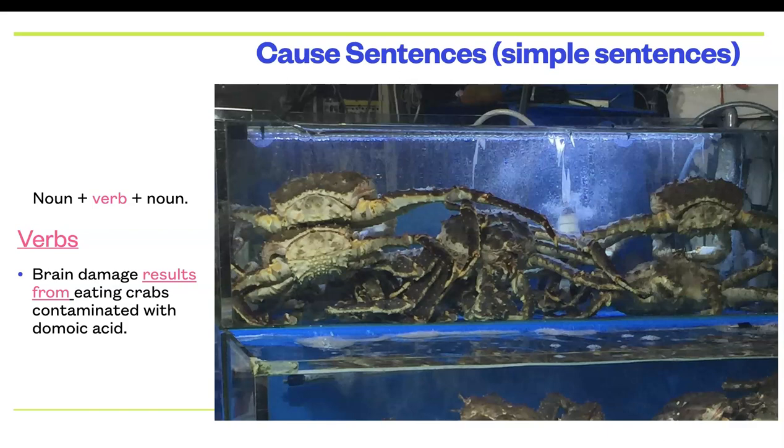Here, brain damage results from eating crabs contaminated with domoic acid. There is a noun phrase, brain damage, followed by a verb, results from, and then we have another noun, eating crabs. So often we use a gerund, that's a noun ending in ing, like eating crabs, to end the sentence.